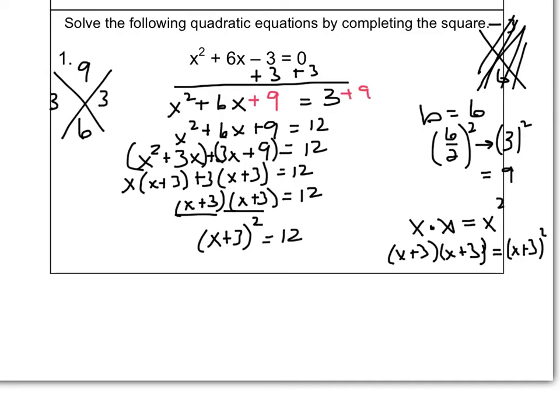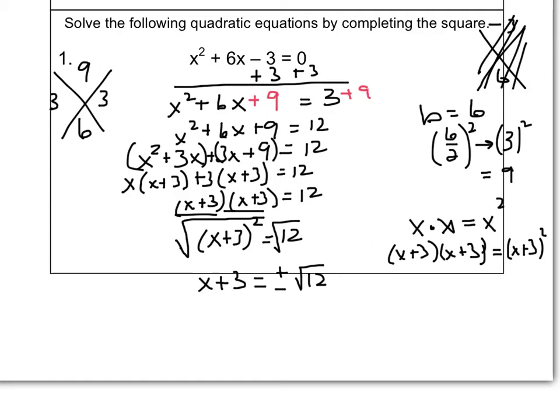equals 12. Okay? Now, how do you get rid of a square term in an equation? Well, if you remember back to when we were solving by square roots, if I take the square root of a square, they cancel each other. So if I take the square root of both sides here, the square root and the square will cancel. There's nothing left, so it's just x plus 3 equals, remember when I take the square root of an equation, I always have two answers, positive and negative, square root of 12.